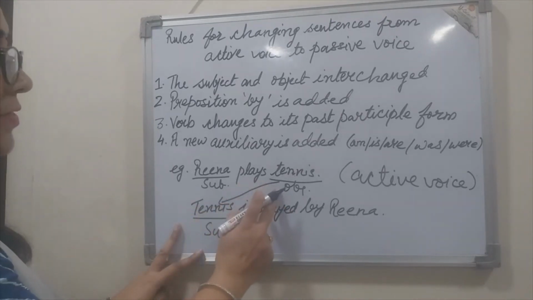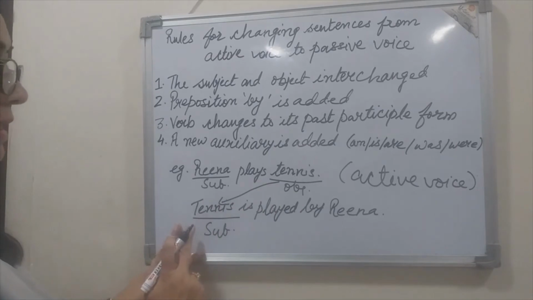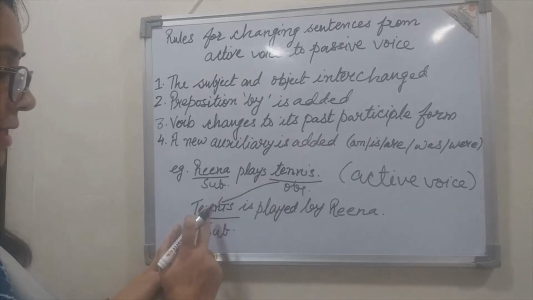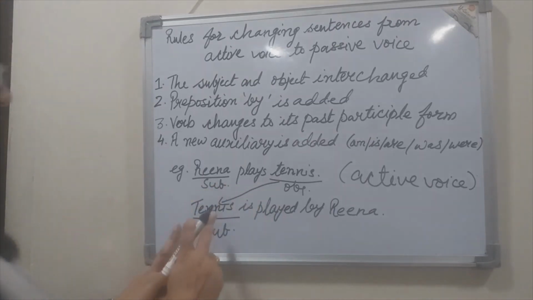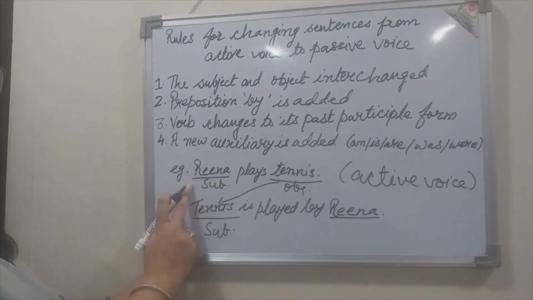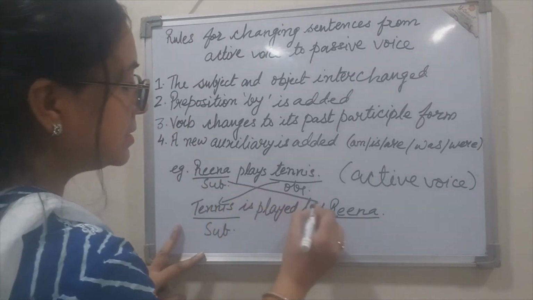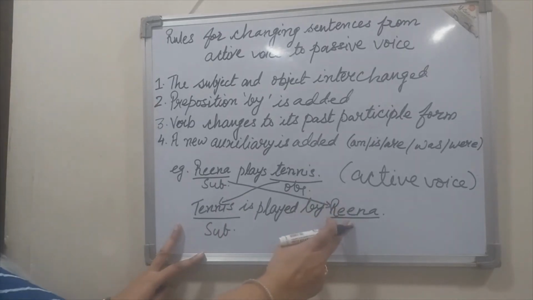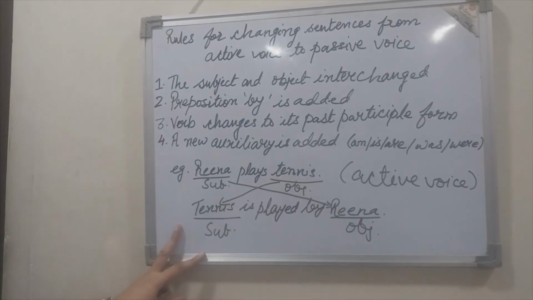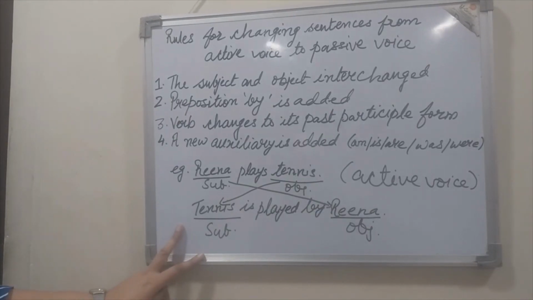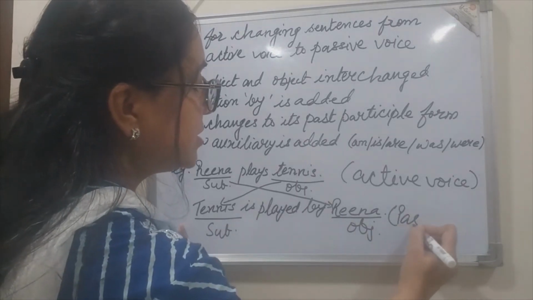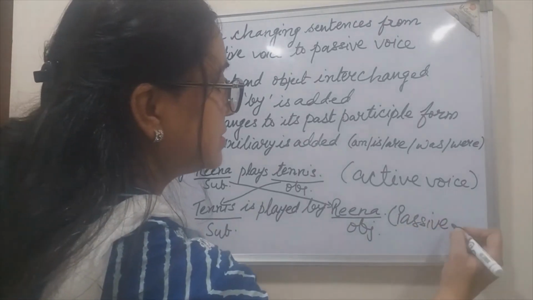Fine. The object of the active voice becomes the subject of the passive voice. They are interchanging their places. And Reena, which is the subject of the active voice, becomes the object of the passive voice. So, I hope all of you can see how the subject and object of active and passive voice have interchanged their places.